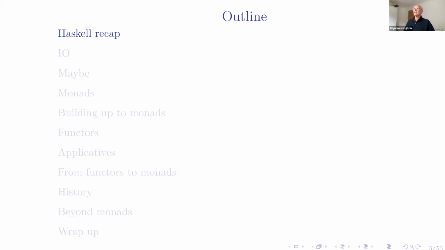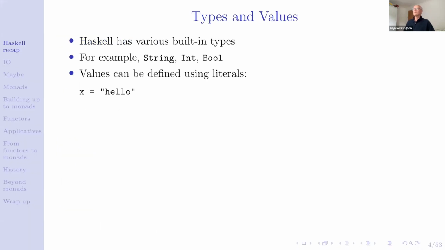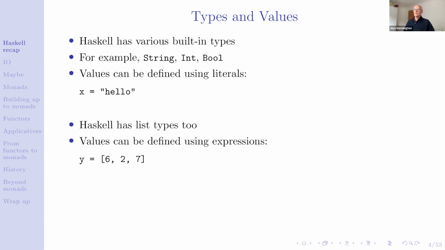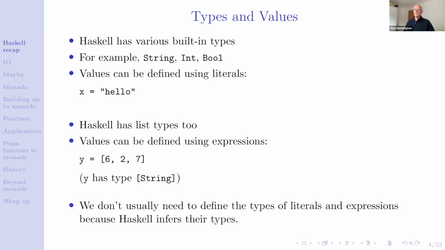Okay, so a quick whistle-stop tour of some of the bits of Haskell. It's got various built-in types: String, Int, and Bool. I think you've all been swatting up on Haskell, but I'll just go through this quickly. So you can define a value using a literal, like a string. And you can also define list values using expressions with square brackets. And Haskell infers the types, so you don't need to declare the types for those kinds of definitions.